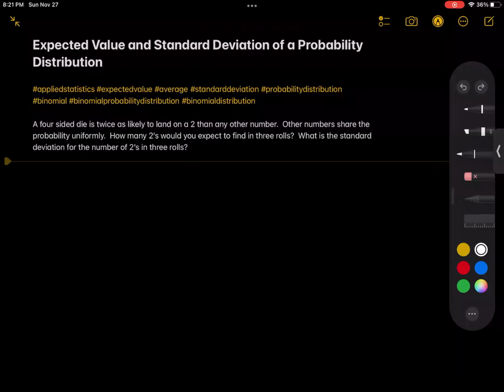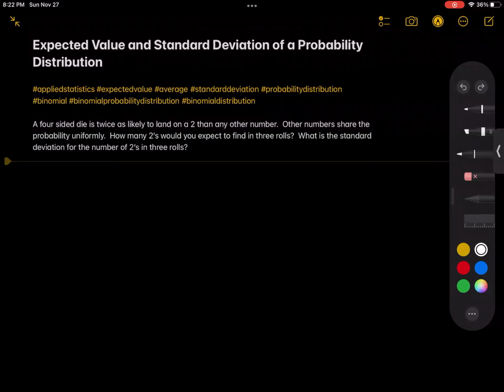All right, let's find the expected value and the standard deviation of a probability distribution. So we have a four-sided dice. It's twice as likely to land on a two than any other number. The other numbers share the probability uniformly. So those all have the same probability. So the one, three, and the four are all the same. The two is the heavy. It's twice as likely as any of the others.